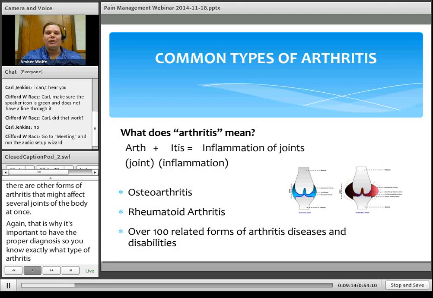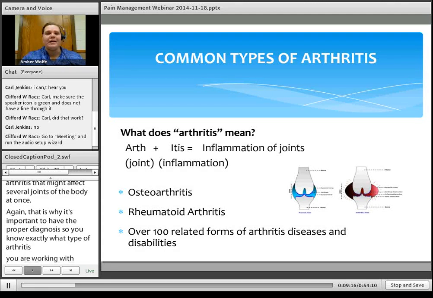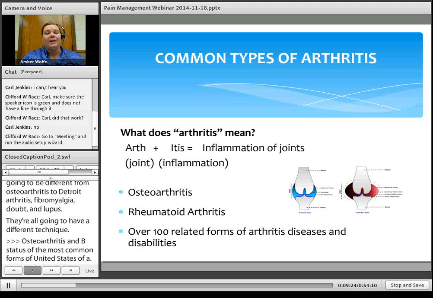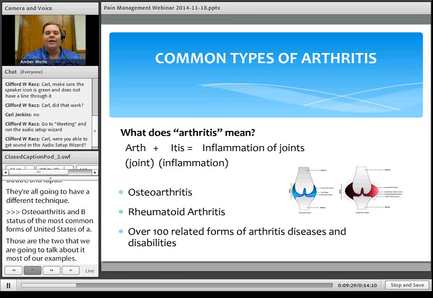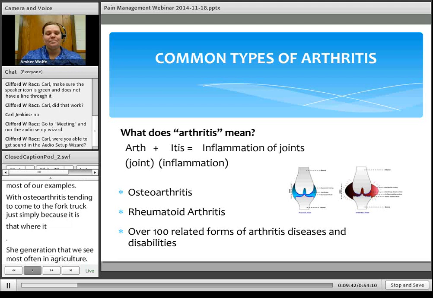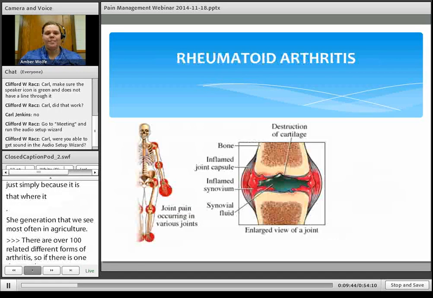Osteoarthritis and rheumatoid arthritis are the two most common forms in the United States today, so those are the two that we are going to talk about in most of our examples, with osteoarthritis tending to come to the forefront, just simply because it's that wear and tear degeneration that we do see most often in agriculture. Now, there's over 100 related different forms of arthritis, so if there is one that you have a specific question about, please don't hesitate to click on one of the linked resources at the end of the presentation or ask about it in the chat window today.